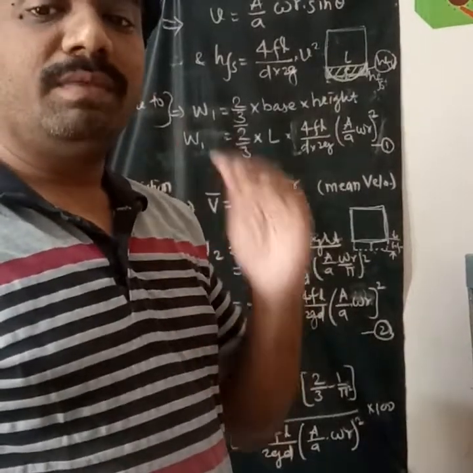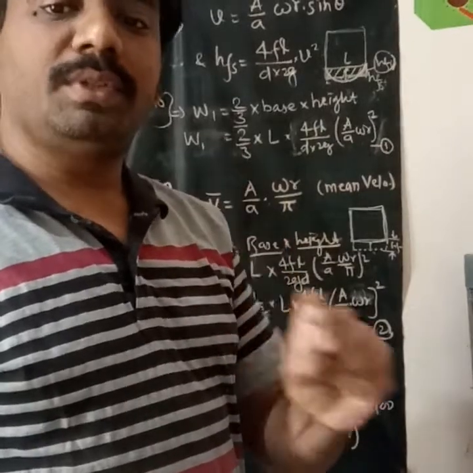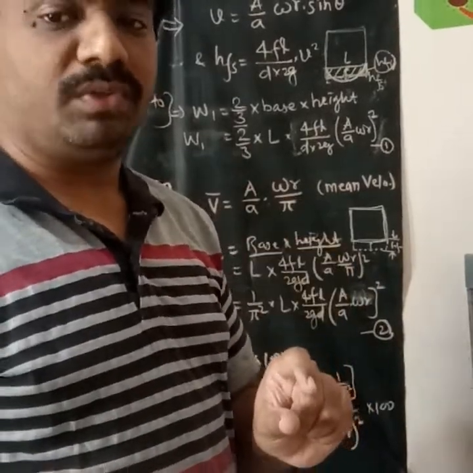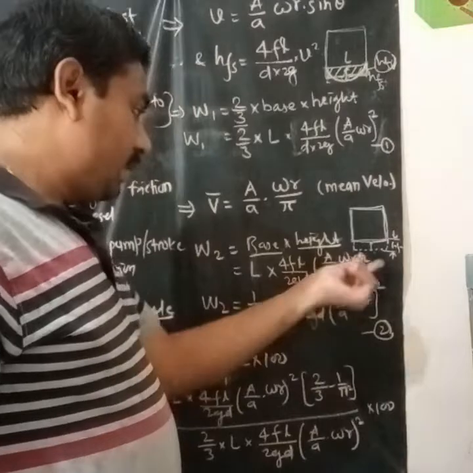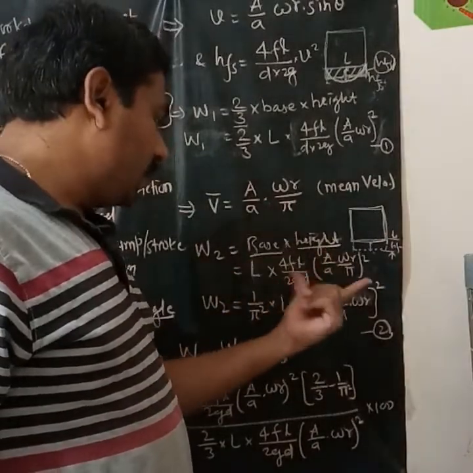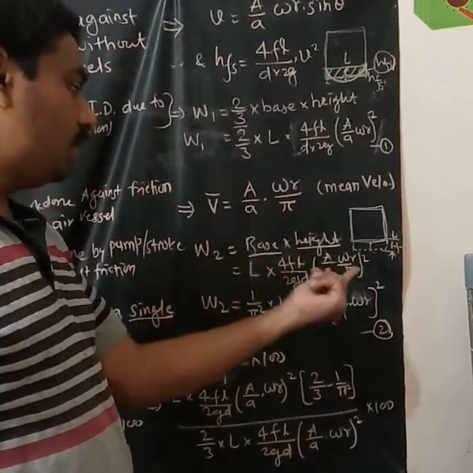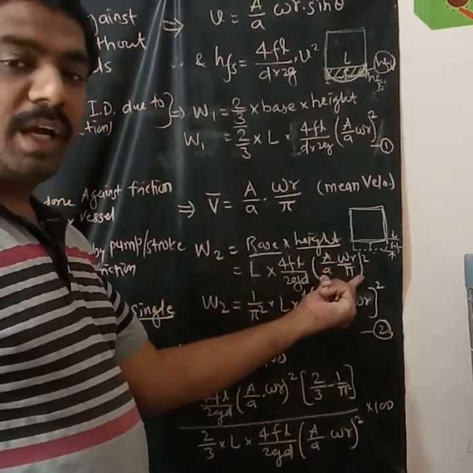Okay, but that friction is going to be reduced in such a way that the velocity is representing the mean velocity, the constant velocity of the flow. So that is representing this L into HF. So again that HF is equal to 4FL v square. Now V is what? V is the mean velocity over here. So A by A omega r upon pi square.